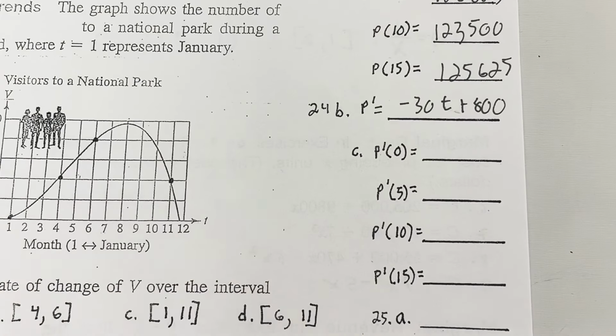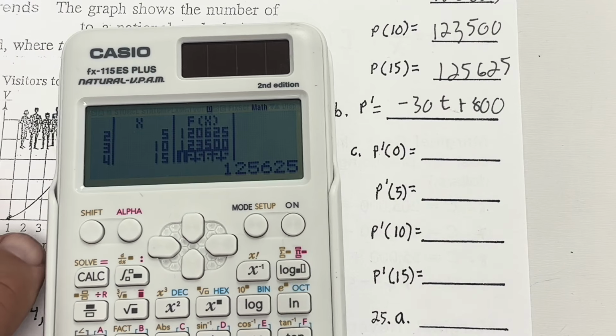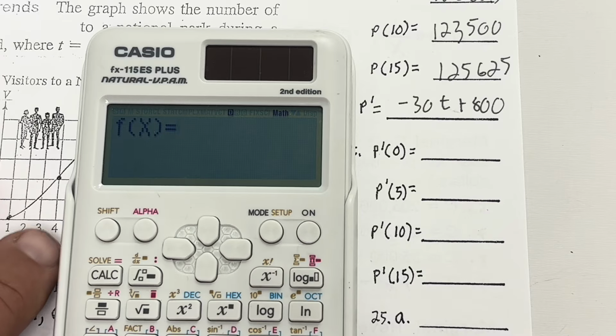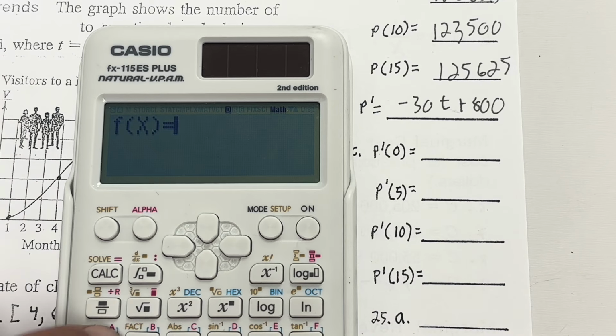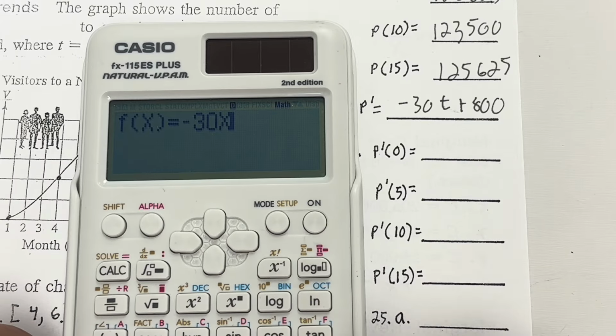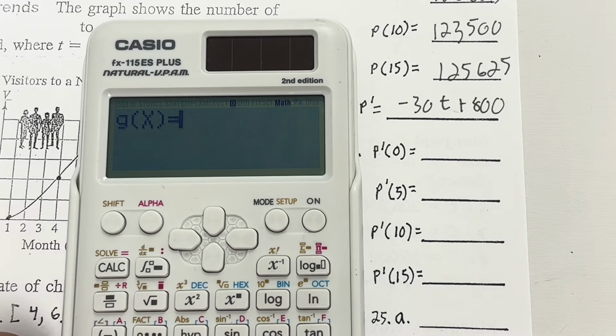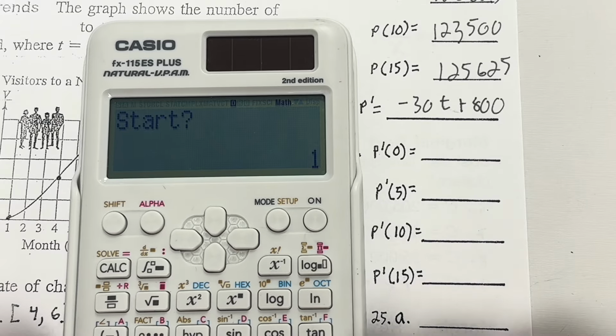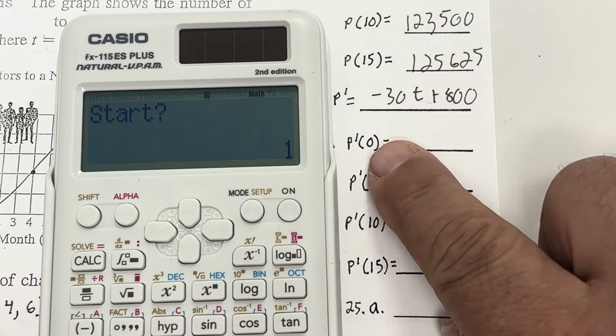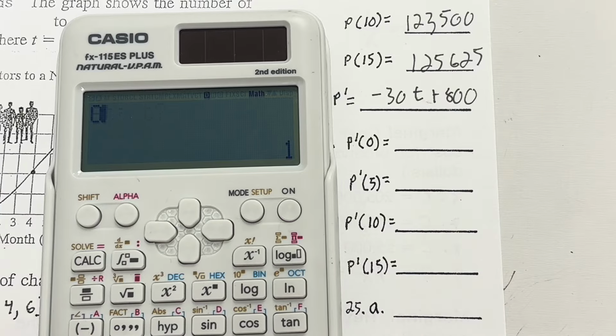So I can use the table function for that as well. So I'm already in mode 7, but I'm going to hit mode 7 again. This time I'm going to type in negative 30 alpha red x plus 800. I don't need g of x. I'm going to start at 0. I'm going to end at 15. And we're going to step up by 5 each time.